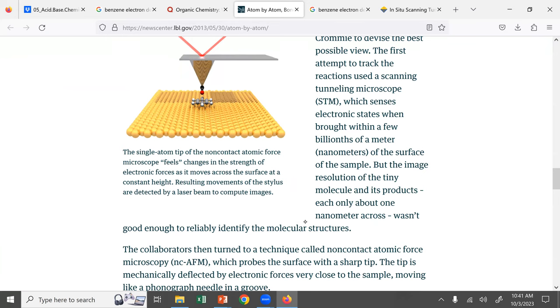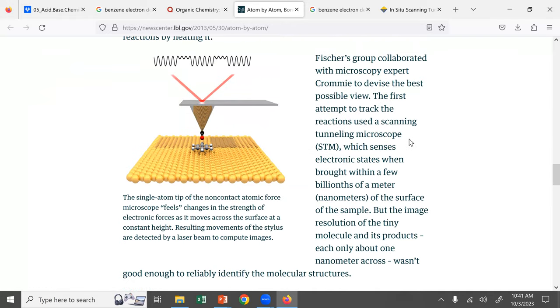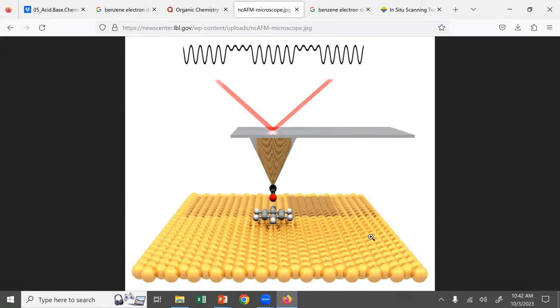I did find an article. This is from a group in Berkeley. The way that they do it works very similarly to scanning tunneling microscopy. This is called non-contact atomic force microscopy, but it's pretty simple. Basically, you get a really, really fine needle, to the point where it's only a couple of atoms at the point of the needle, and you dangle it above a surface, just a little bit away from the surface.